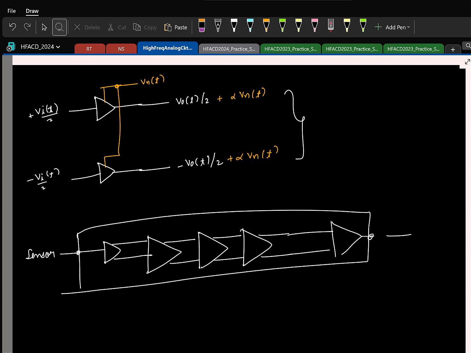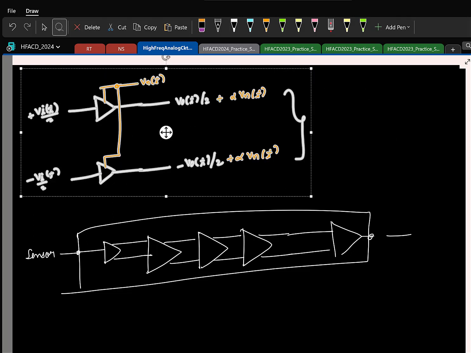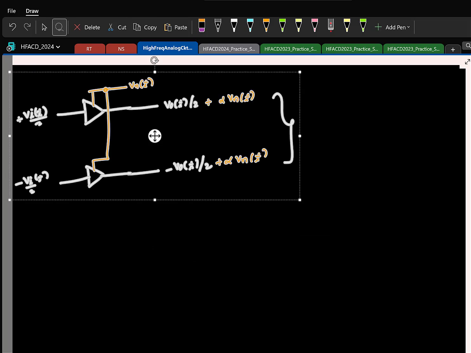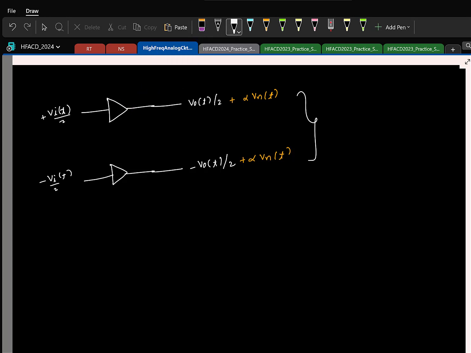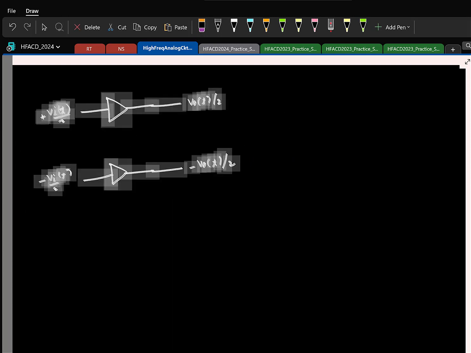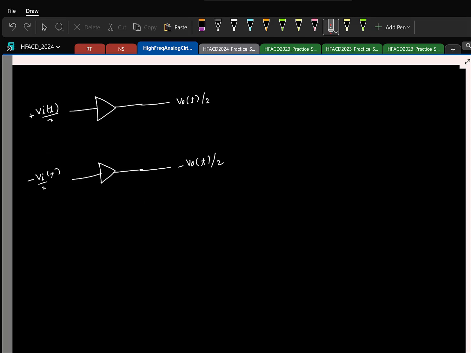Cool. So now let me actually extend this. We'll erase this. Great. So as we saw, this is one way in which you can have this differential implementation. But if you think about what this is doing, if let us say this is a gain A, and we implement this gain using a common source.